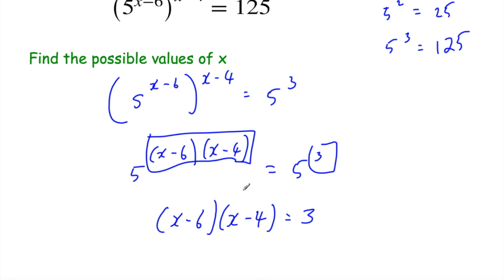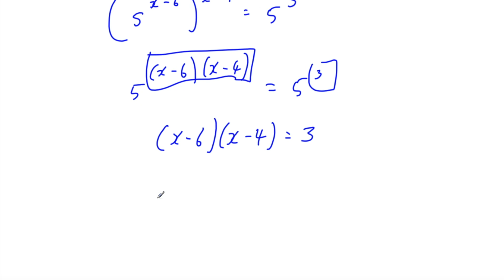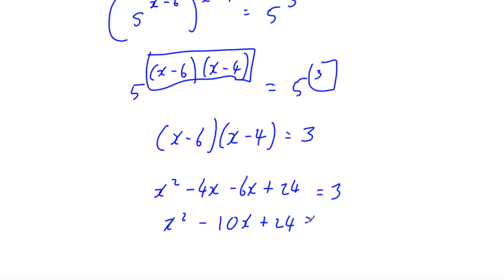Okay? Now you can see we're forming this quadratic equation. We're going to expand our brackets and then bring it all over to one side, hopefully factorize it and get our values of x. So let's do that. So if we expand our brackets here, x times x is x squared, x times minus 4 is minus 4x, minus 6 times x is minus 6x, and finally minus 6 times minus 4 would be plus 24, because a negative times a negative is a positive, and 6 times 4 is 24, and that's equal to 3. Okay, now let's simplify these two terms here. So that'll be x squared minus 10x, because minus 4x take away 6x would be minus 10x. And then plus 24 equals 3.